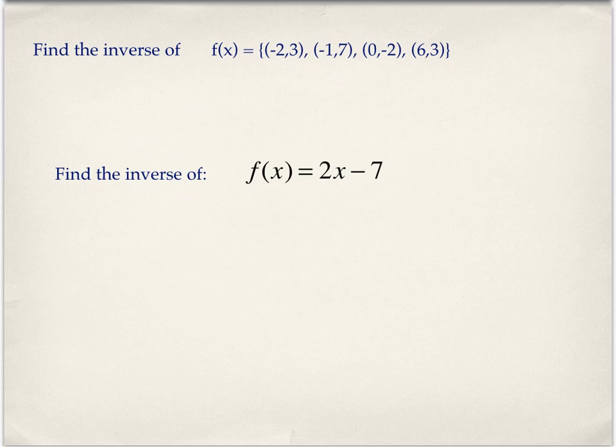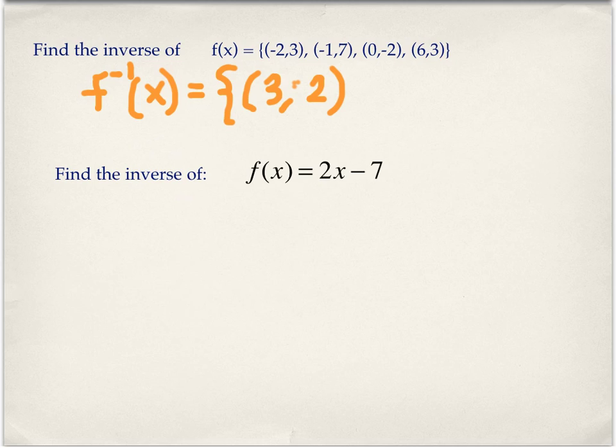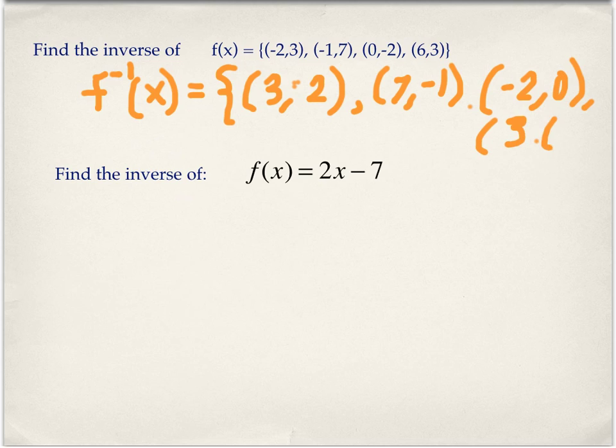You probably remember from your intermediate algebra days, if we're trying to find the inverse of that particular function, all we have to do is flip the x's and y's. So again, sometimes the inverse is designated with a -1 power like that. And if I write down these ordered pairs, it would simply be 3, -2, 7, -1, -2, 0, and 3, 6. So that's pretty easy, just reversing or flipping the x's and y's.